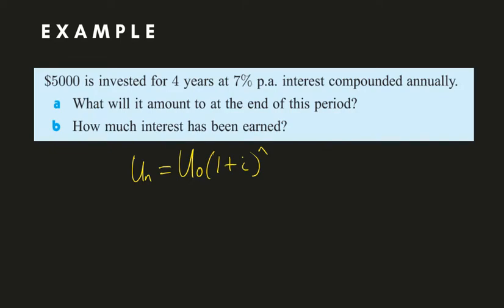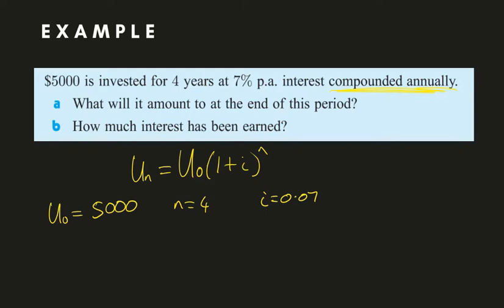Okay, so let's take a look at an example that's going to help us to understand this. So we've got $5,000. So U0, the initial investment, is 5,000. It's invested for 4 years and it's compounded annually. So that is going to mean that we've got 4 compounding periods. So N is 4. Now, our interest rate is 7% per compounding period, so I is 0.07. That corresponds to that 7%.